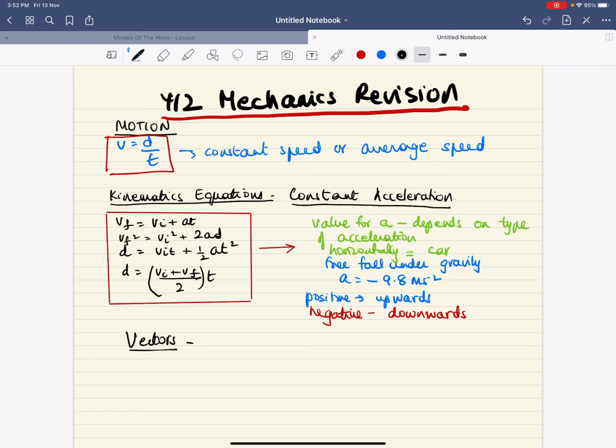Now, vectors are quantities with both size and direction. Vectors are drawn using arrows. The direction of the arrow tells you the direction of the vector, and the length of the arrow tells you the size of the vector. Some of the things you need to know about vectors is how to add vectors. Vectors are added head to tail.